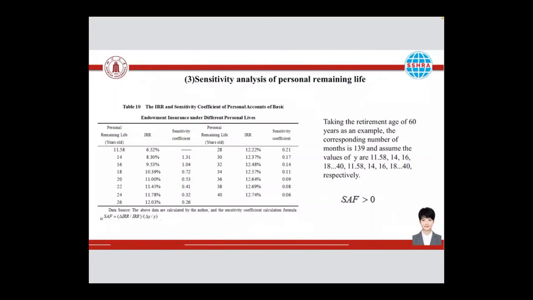In Table 10, the sensitivity coefficients of the IRR of the basic patient personal accounts under different personal remaining life are all greater than 0, which means that the IRR is positively related to the individual's remaining life.